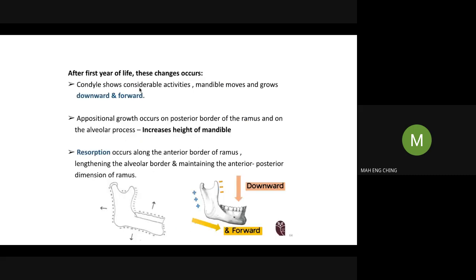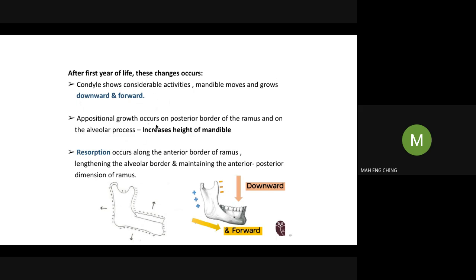After the first year of life, these changes occur. The condyle will show considerable activity, then the mandible will move and grow downward and forward. Again, this phrase appears many times. In the exam, they will ask you which direction the mandible and the maxilla will grow. It's the downward and forward direction.